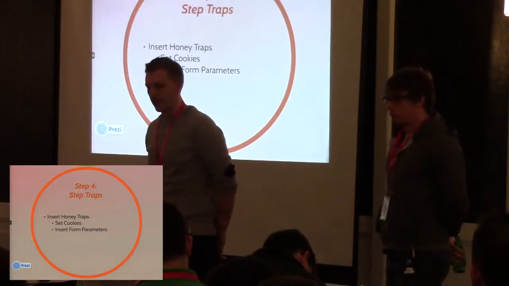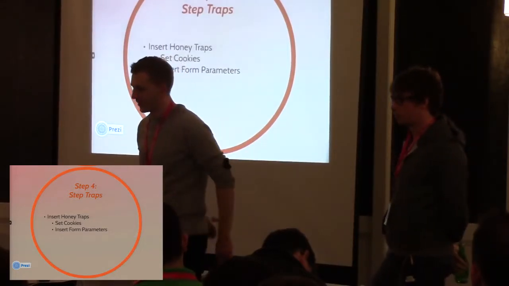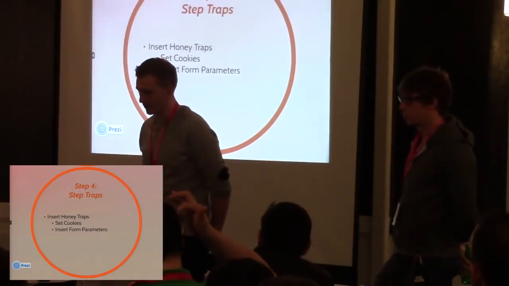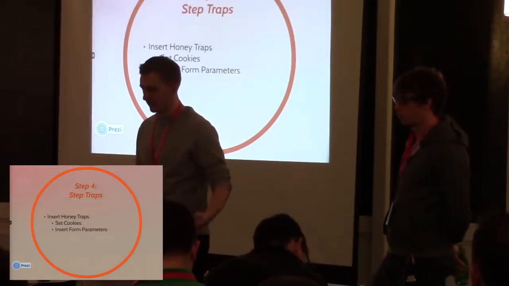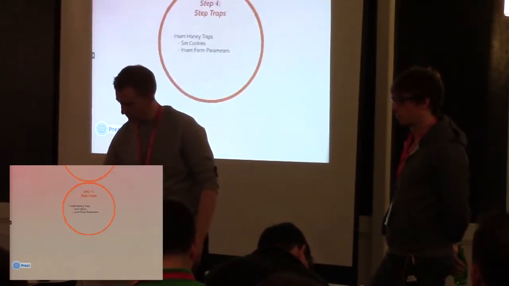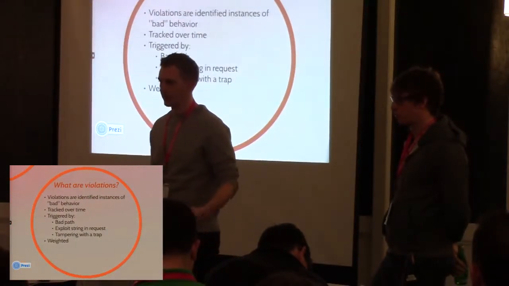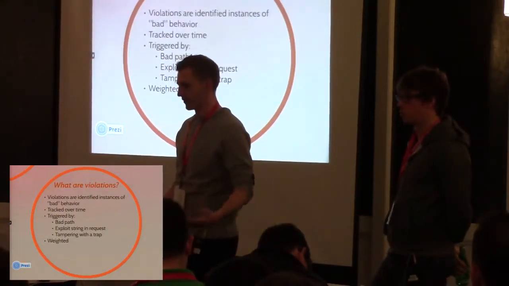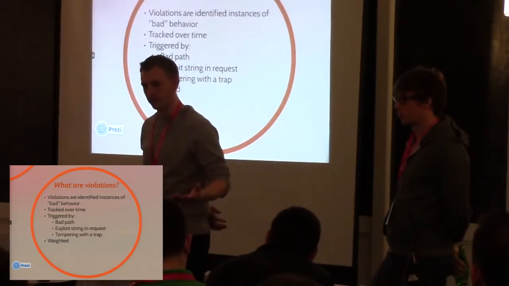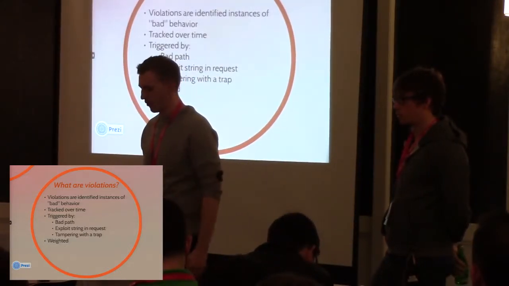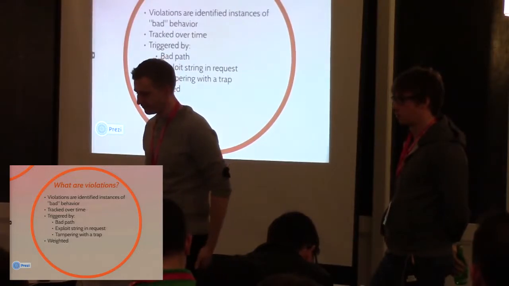Step 4 would be to set the traps. So we talked about a couple different types of traps that are available, honey cookies and honey parameters, and that happens essentially right here immediately before the response is run. And then step 5, going back to that initial diagram, would be actually rendering the response back to the user, whether that's the Ensnare provided response like a 404 page or the application response.